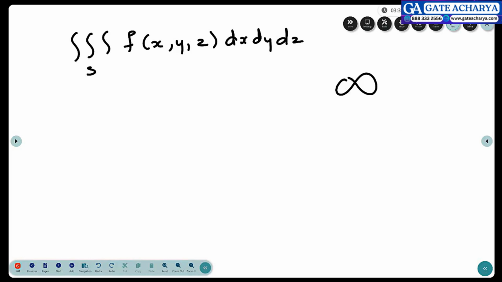Now, how to make this into volume? Again, do the same process that you did earlier. Make whatever function is inside into 1. So this becomes a volume function. Check.